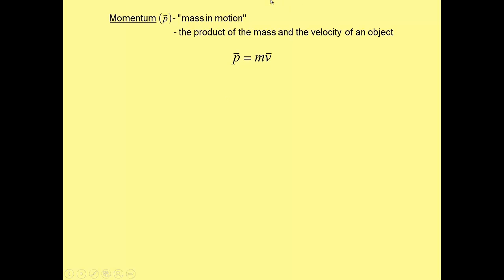Momentum is denoted by a P with an arrow because it's a vector. Why isn't it an M? Probably because M's already mass, right? So it's a P, momentum. And kind of conceptually, momentum can be thought of as mass in motion. Okay, we're talking about collisions between things that are moving, mass that is moving. The basic equation for momentum is pretty simple. It's just the product of the mass and the velocity of an object. So momentum is mass times velocity.